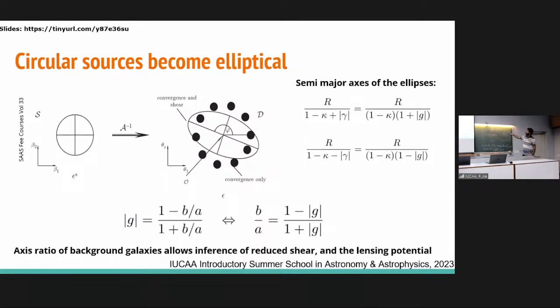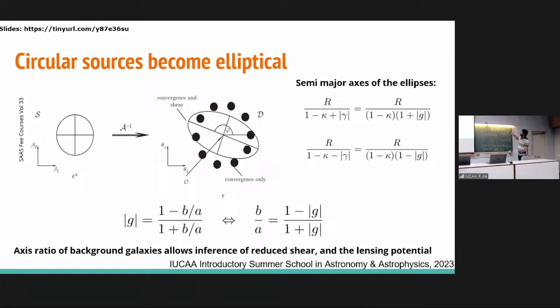So the sizes of the semi-major axis and the semi-minor axis of these ellipses, if the size of the original source was R, then the images will have a semi-major axis which is R divided by 1 minus kappa plus mod gamma. And then the minor axis will be something similar. And so now once you have these quantities, you can see how the gamma is related to these major and minor axes.